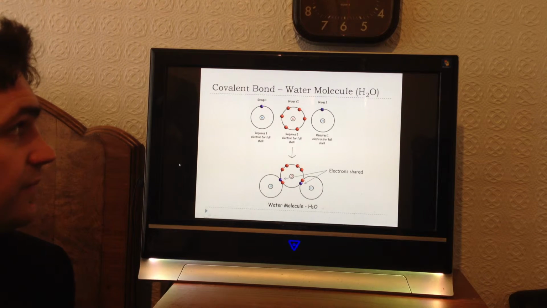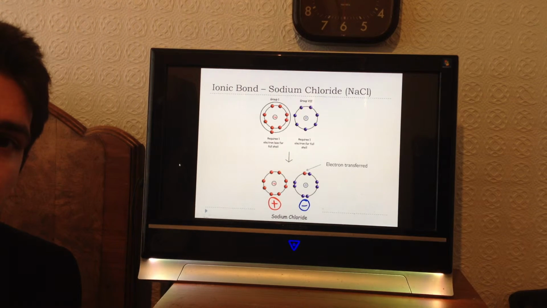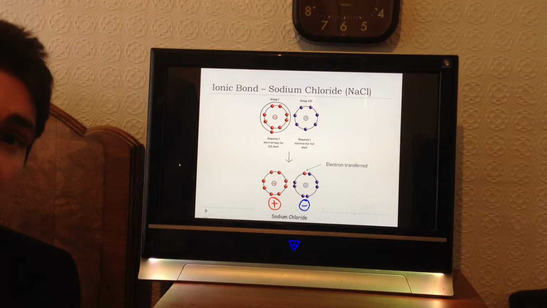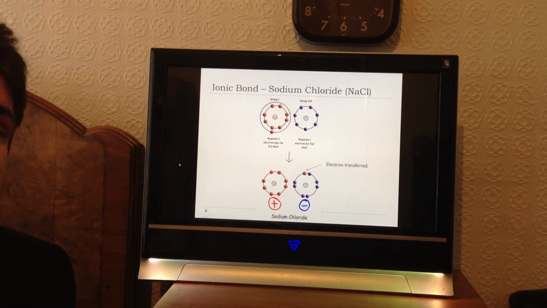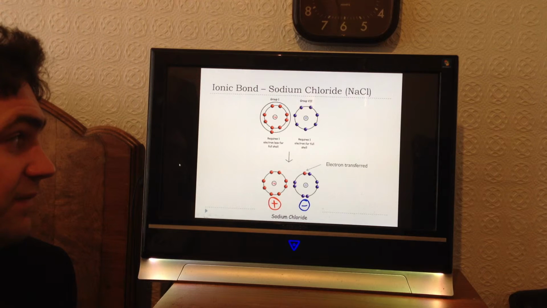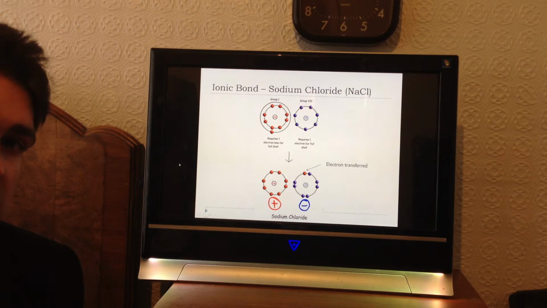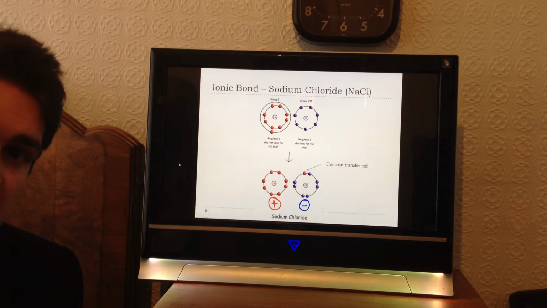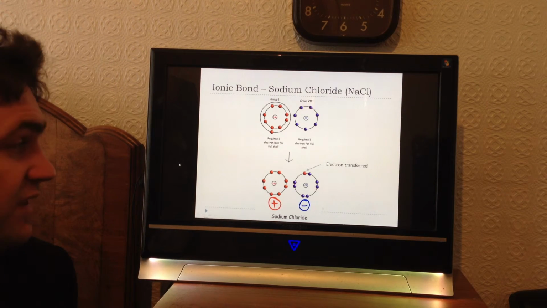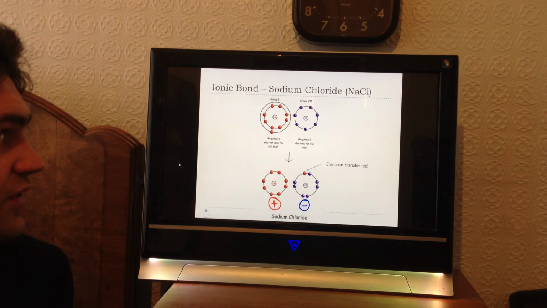With ionic bonding, however, the sodium atom on the left can lose 1 electron to have a full inner shell, whereas the chloride on the right can gain an electron to have a full outer shell. The sodium has lost an electron, so now it's positively charged, whereas the chloride has gained an electron, so it's now negatively charged, and that's what's called an ionic bond.